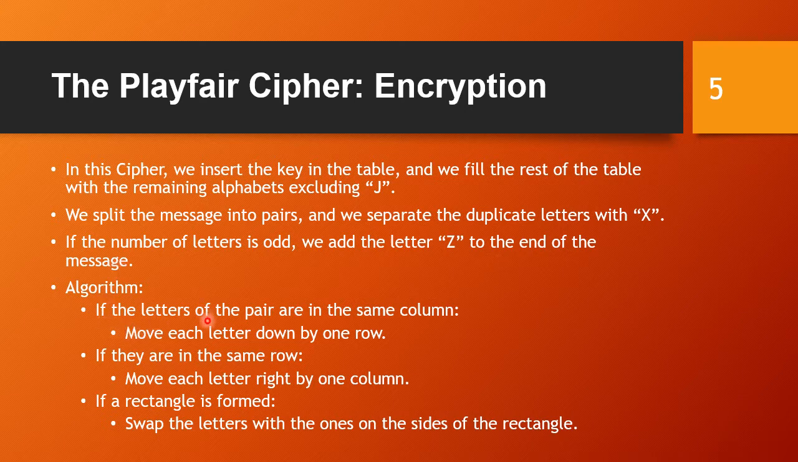Now, if the letters of the pair are in the same column, each letter is moved down by one row. Else, if they are in the same row, each letter is moved right by one column. Otherwise, if a rectangle is formed, the letters are swapped with the ones on the sides of the rectangle.